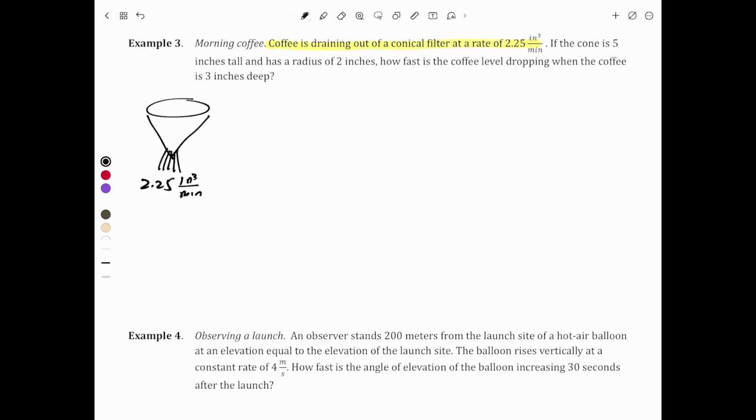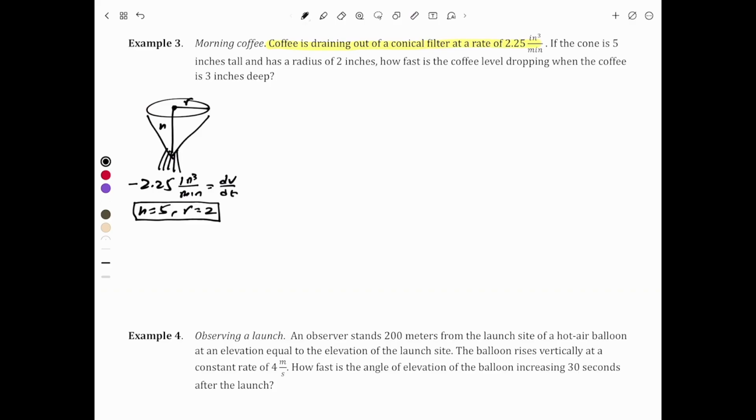Now the coffee filter is losing coffee. It's being poured out, so the volume is changing at a negative rate. That's dV/dt. We also know that the cone is 5 inches tall and has a radius of 2 inches. So the height is 5 and the radius is 2. This is important for the setup, but it's not important for the final answer. We'll talk about that in a minute.